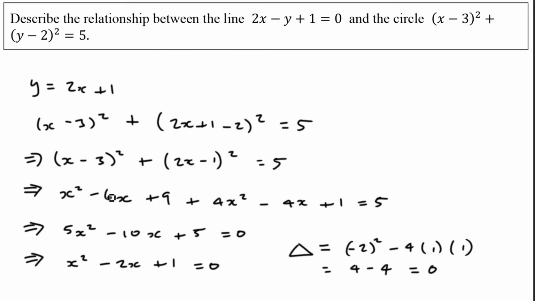So we can conclude in this question that the line is a tangent to the circle.